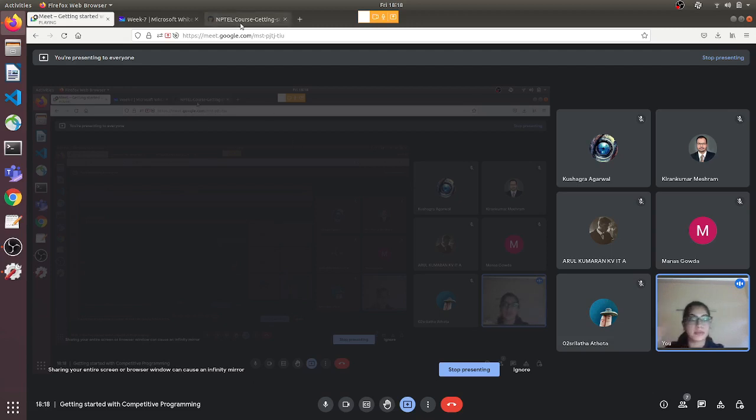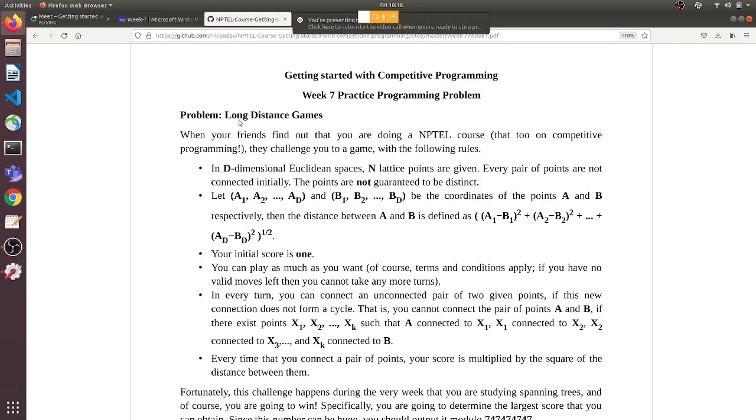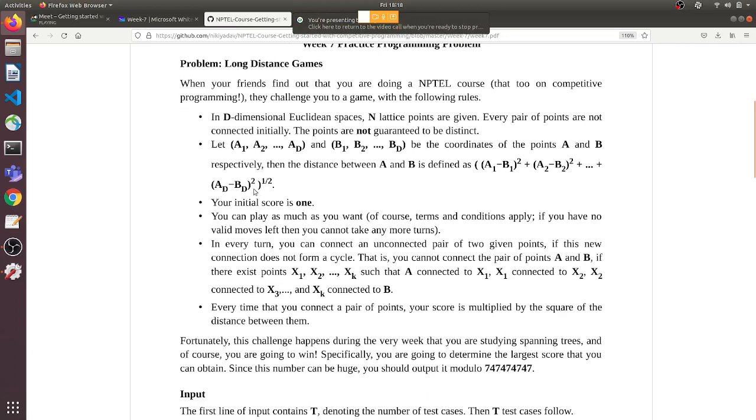So, I think the problem statement is quite clear. We have to maximize our score, and the score is the multiplication of the square of the distances between the points that we choose to connect. And we can connect two points as long as they do not form a cycle, right?